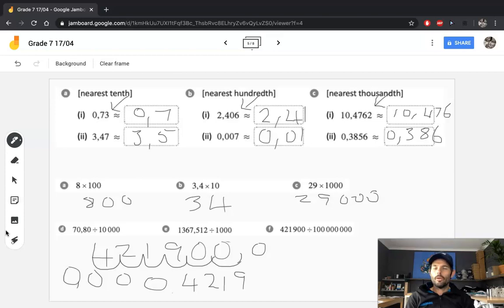Okay, so don't worry about the size of the numbers. It's the principle that counts. When we multiply by powers of 10, the number gets bigger. When we divide by powers of 10, the number gets smaller.